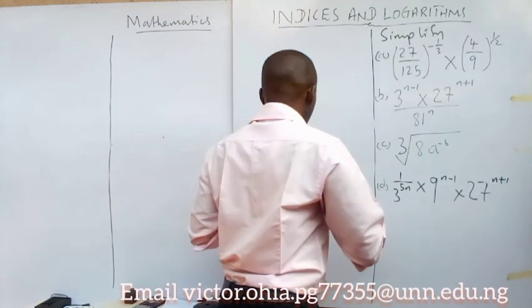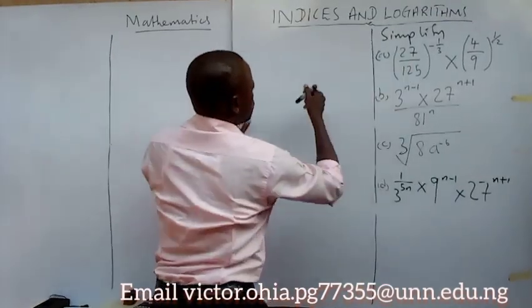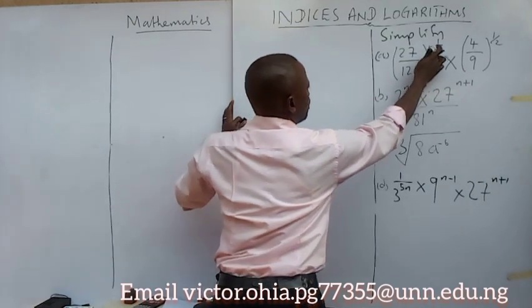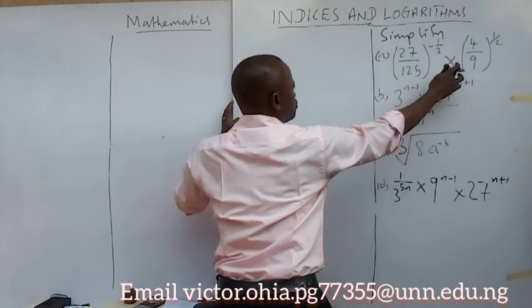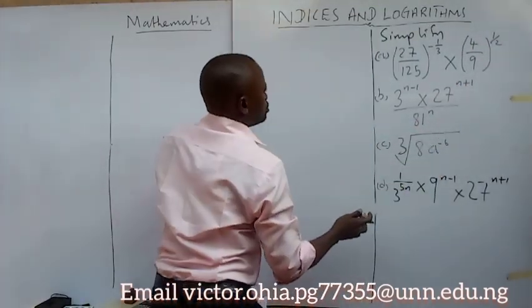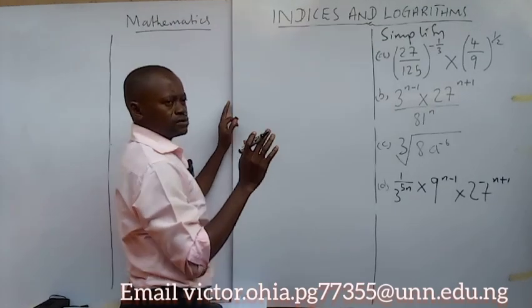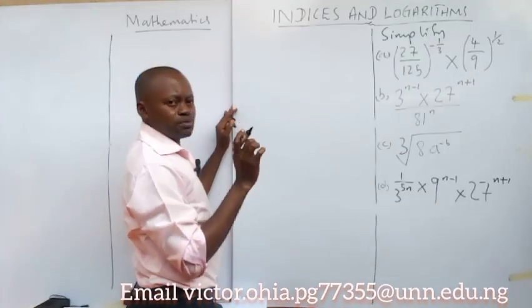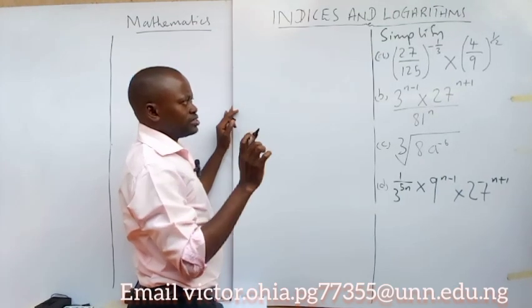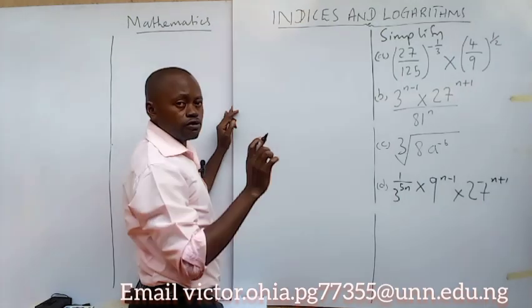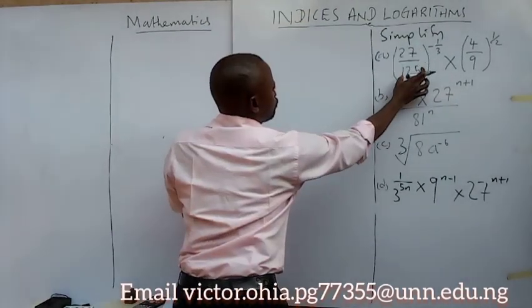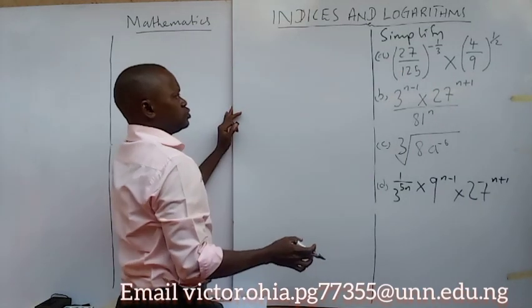All right, let's quickly look at it. We have a question here that says 27 over 125 raised to power minus 1 over 3 times 4 over 9 raised to power half. Now, the way out, like I used to say, in any mathematical problem, you look out for the access point through which you can assess that problem in order to resolve it. If you look at this now, you see that I need to change this 27 to its index form and also change this 125 to its index form.